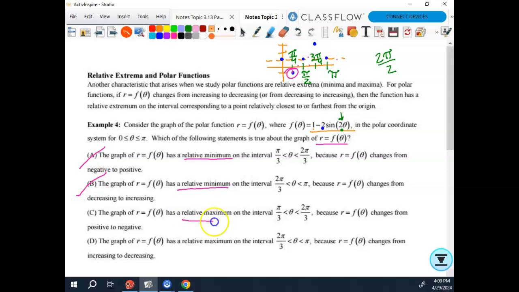The graph has a relative maximum on the interval from pi thirds to 2 pi thirds. So pi thirds to 2 pi thirds. This is my maximum, so that's a no. Then it says it has a relative maximum from 2 pi thirds to pi. Yep, there's my maximum. The answer is D.